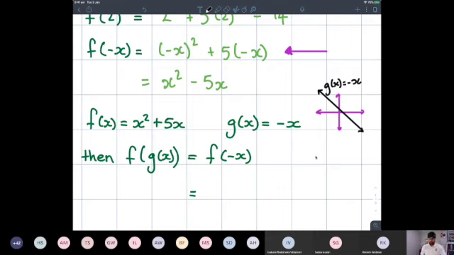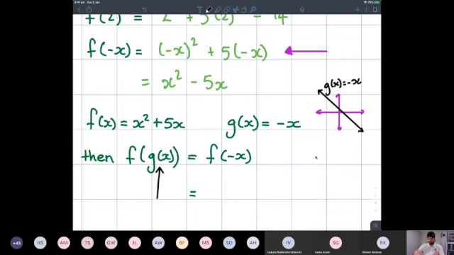Actually, let's get into some detail here. f of negative x, if we say f of x was x squared plus 5x, and then we said that g of x, some other function, is just negative x, then you can see I have the function f, but inside the brackets is what I want to substitute into it. And here this notation says, for the function f, substitute in the function g.